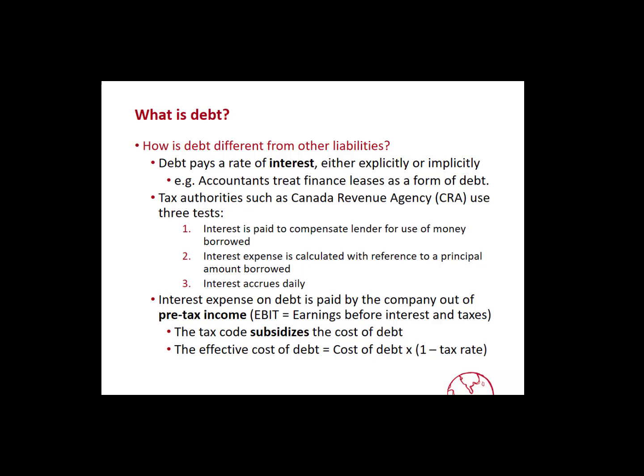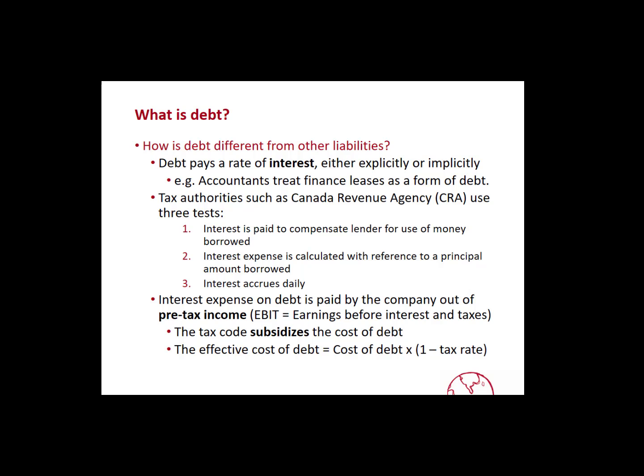Revenue tax authorities, such as Canada Revenue Agency, will actually use different tests to see if something should be called debt. In Canada, we have 3 tests. Interest is paid on the money that's borrowed. Interest expense is calculated relative to some face value or principal amount borrowed, and the interest accrues daily.